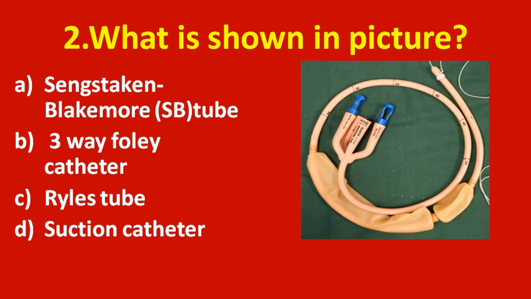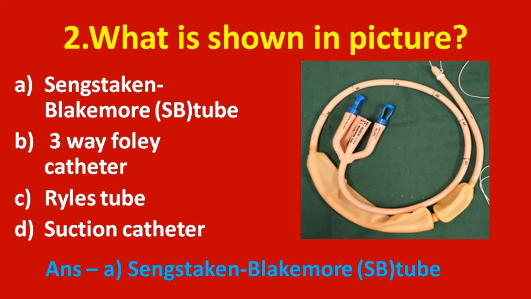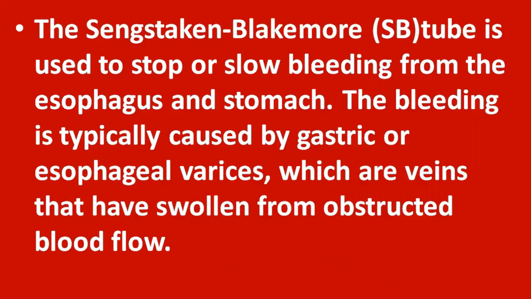Option A, Sengsteken-Blakemore tube. Option B, three-way Foley catheter. Option C, Ryle's tube. Option D, suction catheter. The correct answer is option A, Sengsteken-Blakemore tube. The Sengsteken-Blakemore tube is used to stop or slow bleeding from the esophagus and stomach. The bleeding is typically caused by gastric or esophageal varices, which are veins that have swollen and obstructed blood flow.